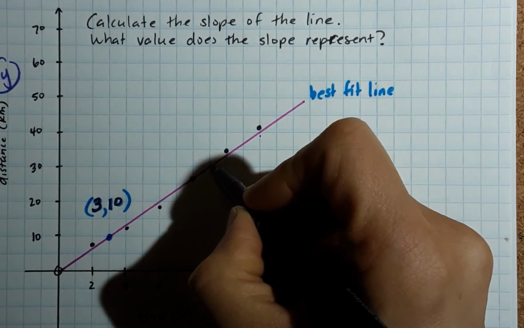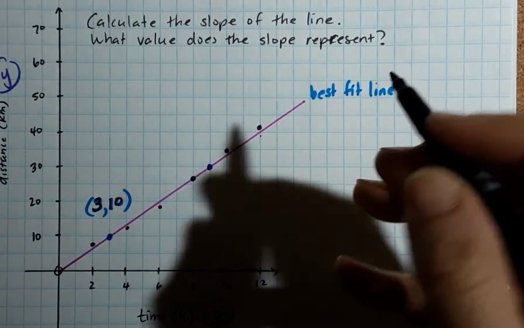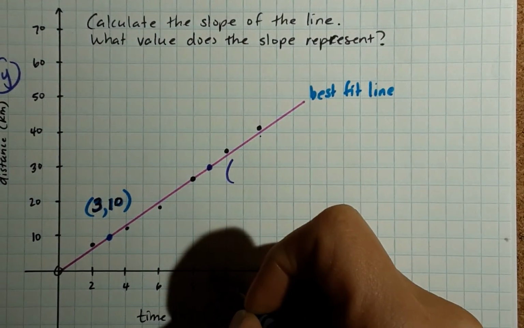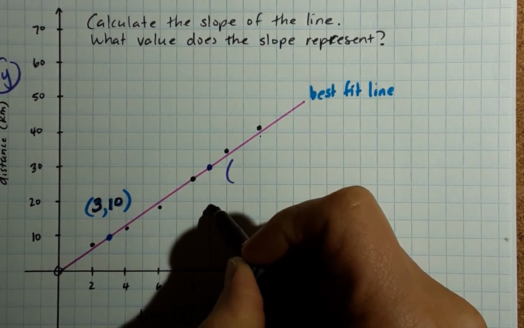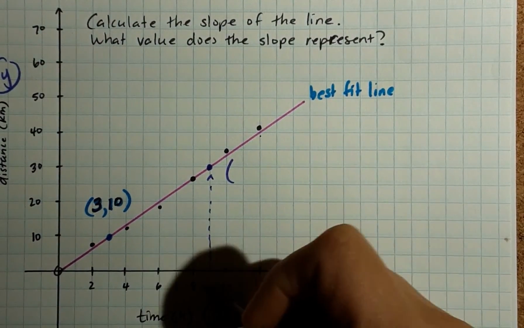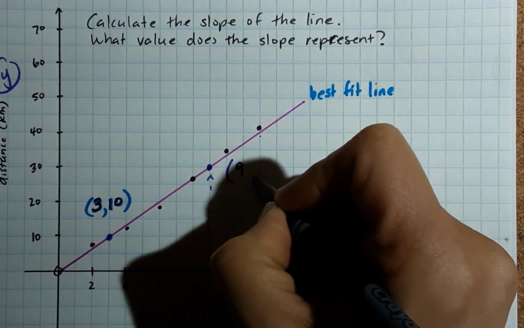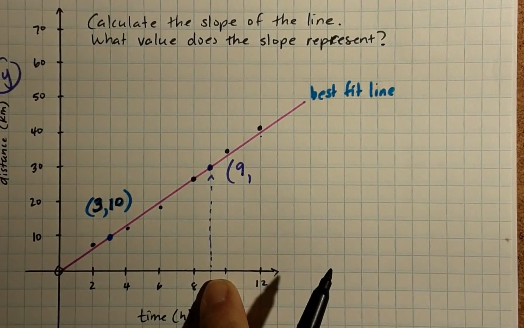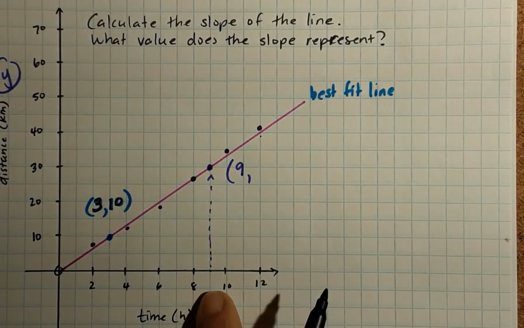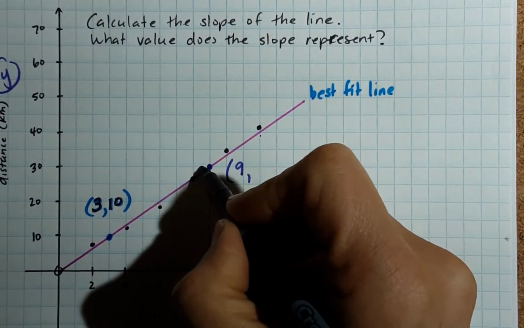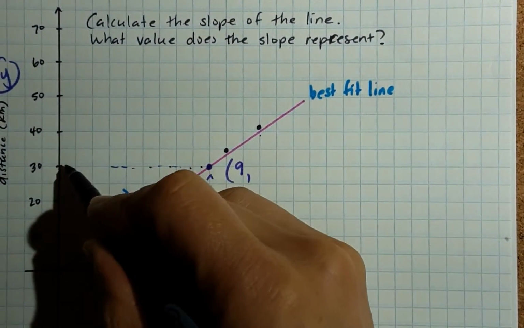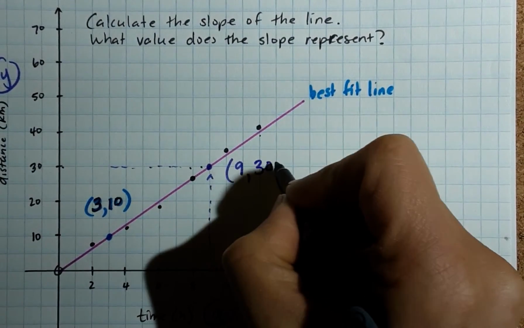Okay, maybe this point right here. Okay, and let's label that point. So I'm going to follow up. Okay, that's between 8 and 10, which is 9. And I always start on the X because X goes first. So I go up from the X, and then I follow over and find Y, which is 30.